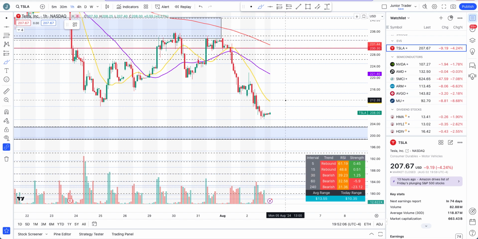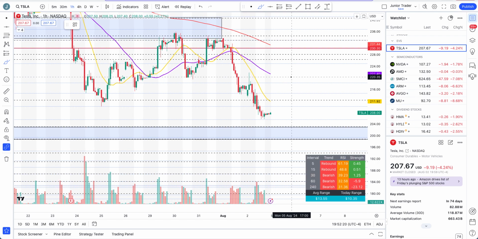If Tesla can do that, we are still not out of the woods fully yet. By Tuesday we need to regain 218. If by Tuesday we can regain 218, then by Friday 230 is a possibility on the call side. Otherwise, no. Right now, structure is not in that direction. Oh, sorry, 230 is not in that direction, right?